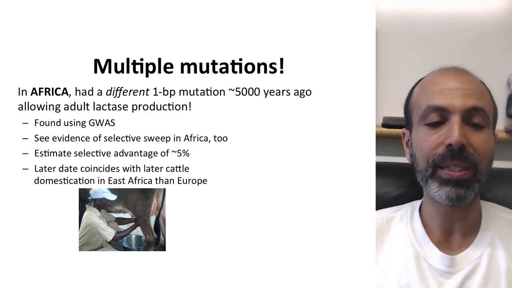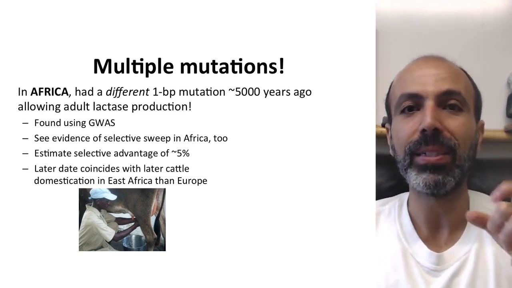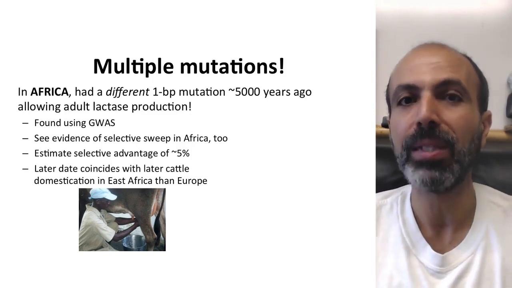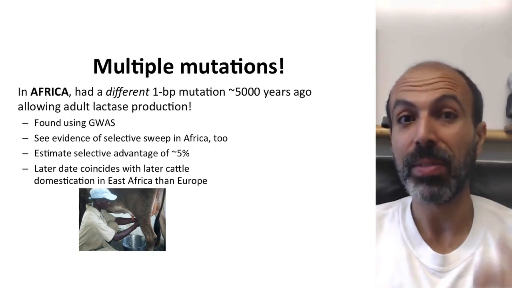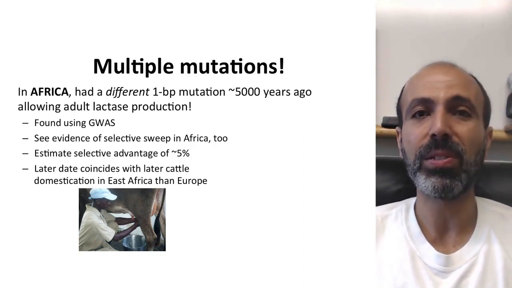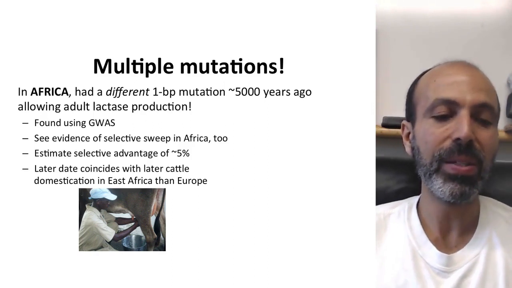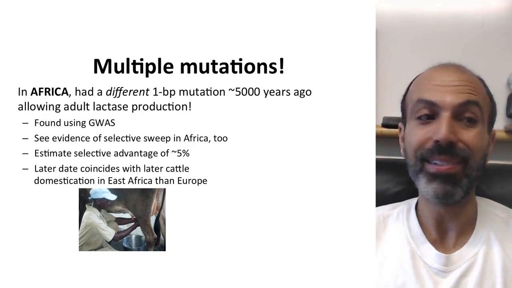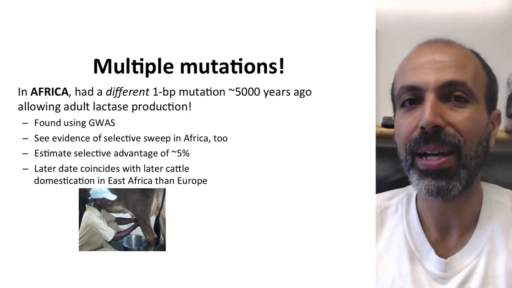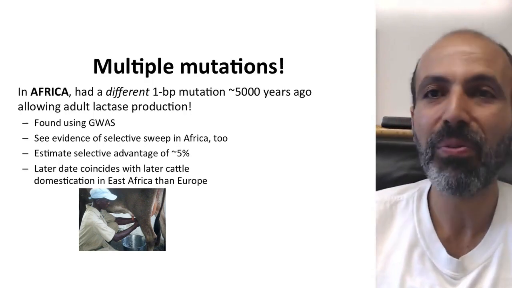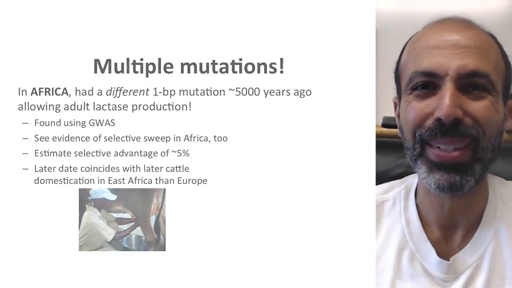And the estimate is a selective advantage of about 5%. That basically means the relative fitness of not having this mutation would be 95% of that with the mutation. Again, these are concepts that we talked about. Now, this later date, 5,000 years ago instead of 7,500 years ago, coincides with later cattle domestication in East Africa than in Europe. So again, we see a lot of the things that we discussed in class being applied for understanding human history. But in fact, the story gets even more complicated.